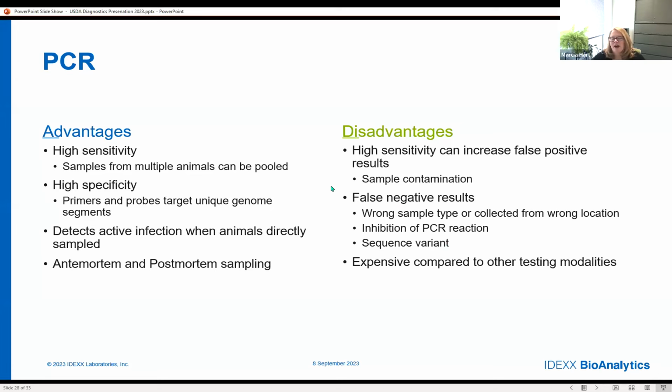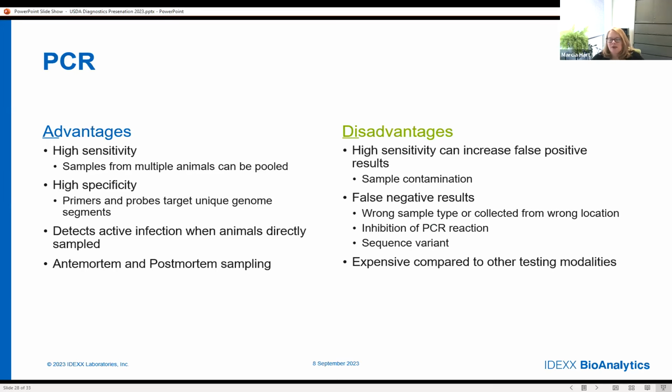Disadvantages are that it does have high sensitivity. Because of this, you can increase your false positive results, and typically that's due to sample contamination, either during collection or during the processing in the lab. You can have false negative results. That's typically seen if you have the wrong sample type collected from the wrong location, or if there's inhibition of the PCR reaction. Sometimes things like wood or different kinds of bedding components can inhibit PCR. Sometimes different types of feed components can inhibit PCR.